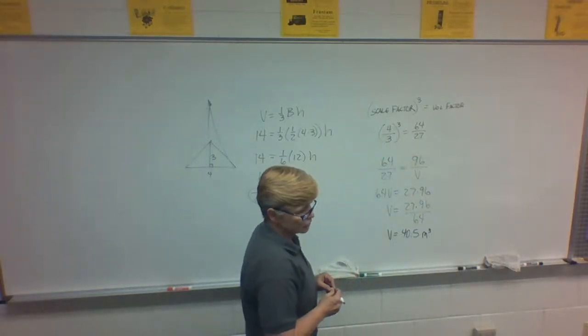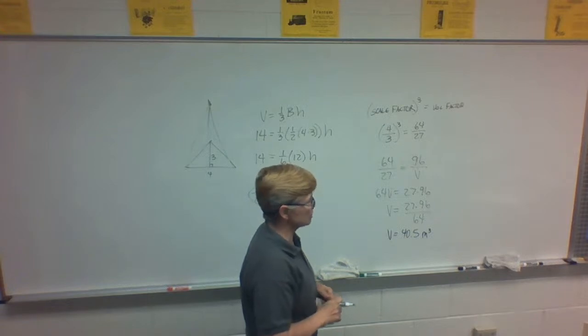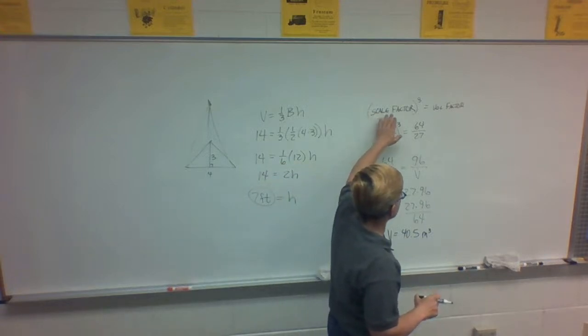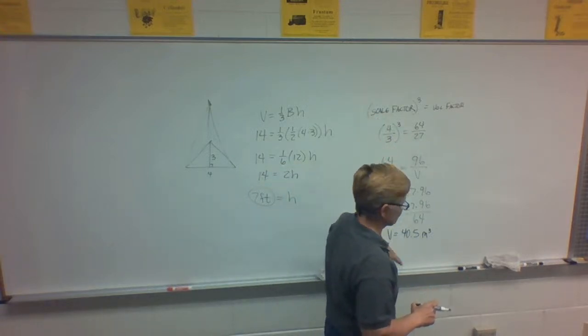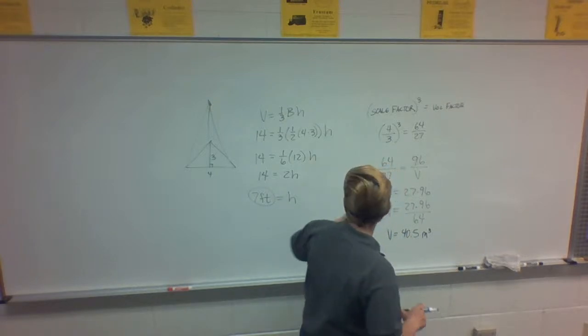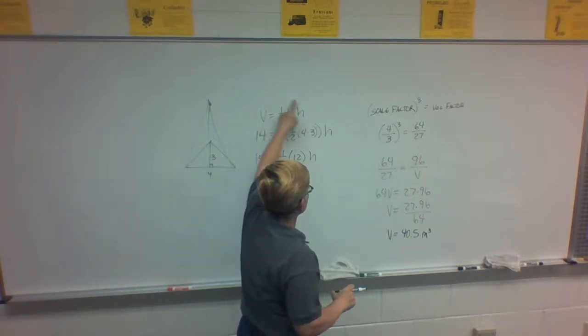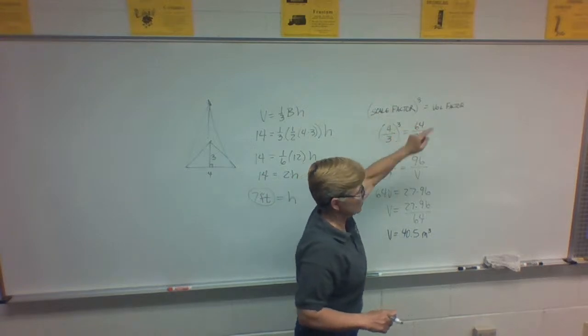So very much like yesterday, it's just that we're dealing with volumes of pyramids. The volume factor has to be the scale factor cubed. And then you've got a proportion you can cross multiply and solve. It didn't have anything to do with our formula. It has to do with the way scale factors and volume factors are related.